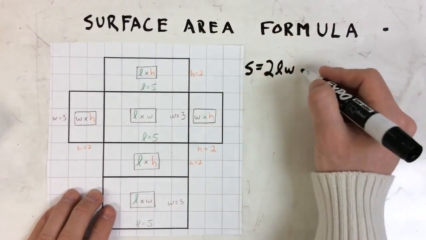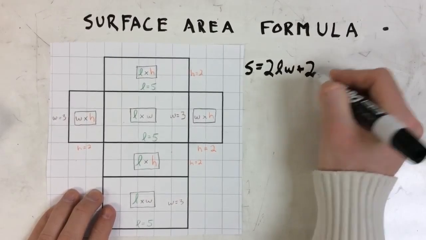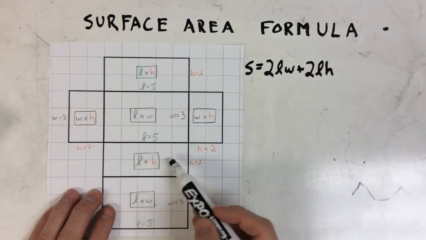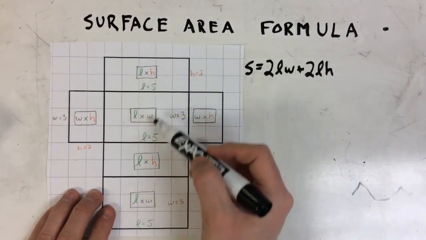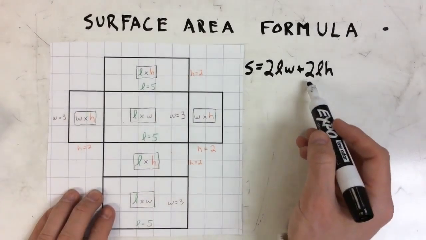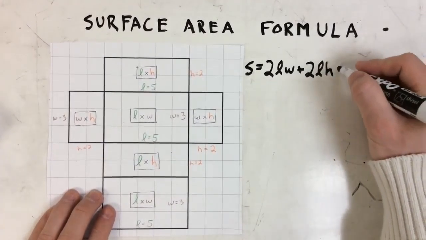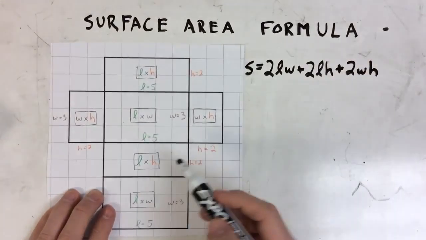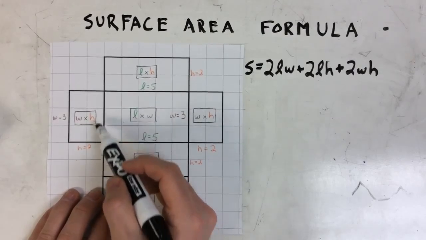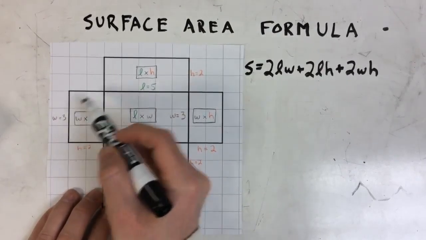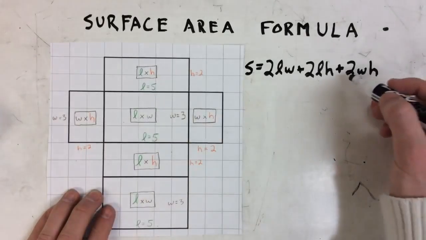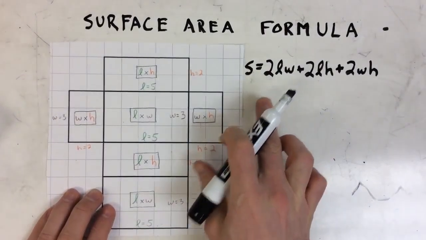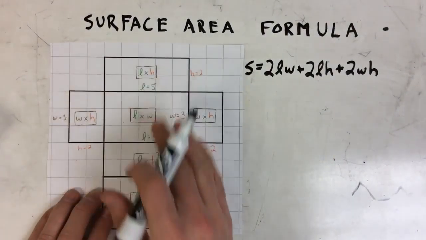Now we're going to add to that plus 2 times L times H. Remember, L times H is the front face and the back face. And since there are 2 L times H's, we do 2 times L times H. And we're going to add to that 2 times W times H. Remember, W times H is the area of the left side, the left face, and the right face. And there are 2 of them, so we're going to do 2 times W times H. And there you have it. This is the formula for the surface area of any rectangular prism.